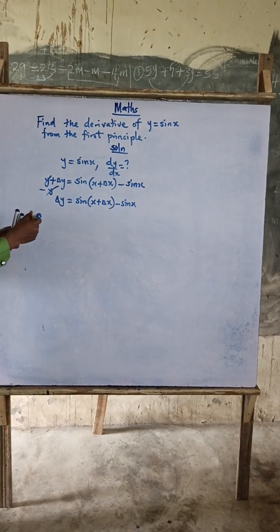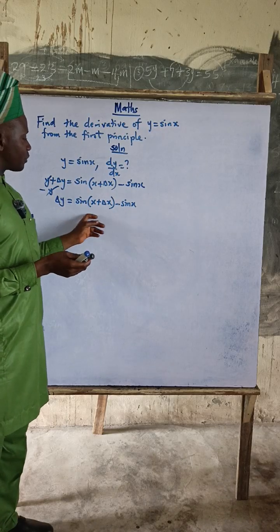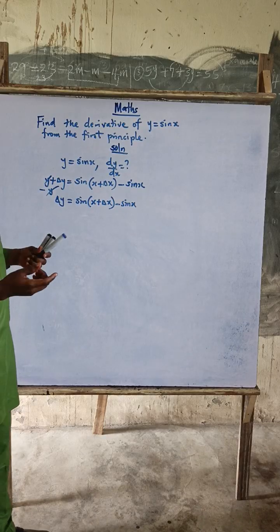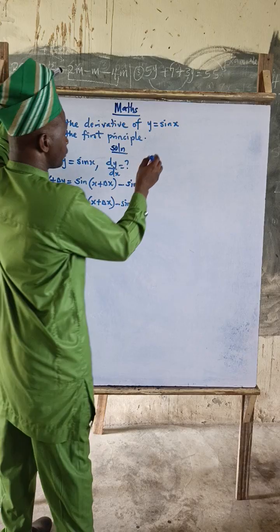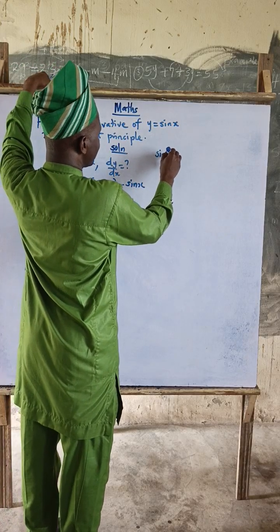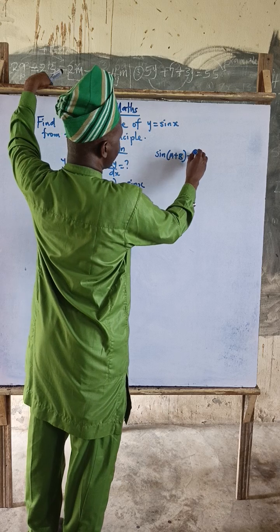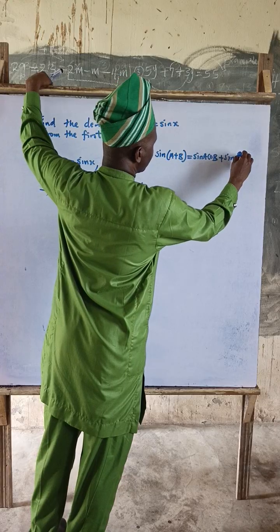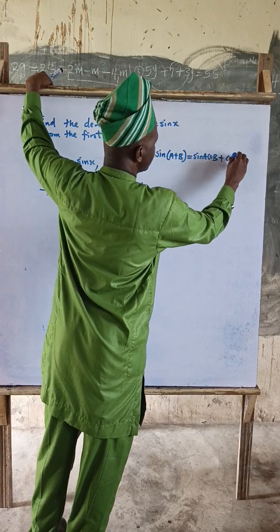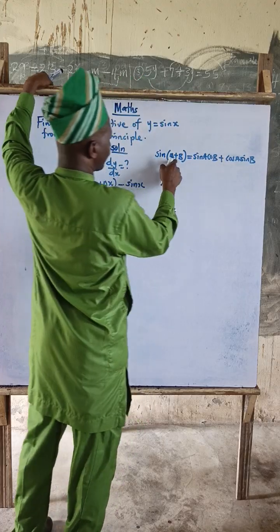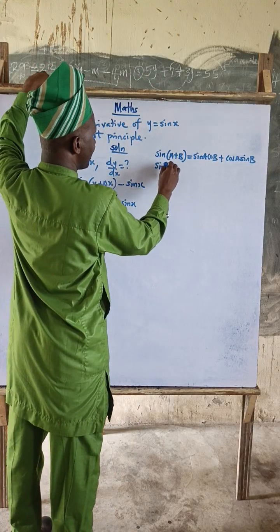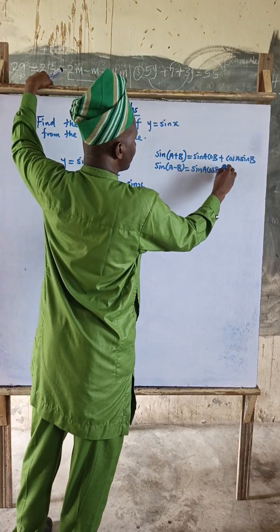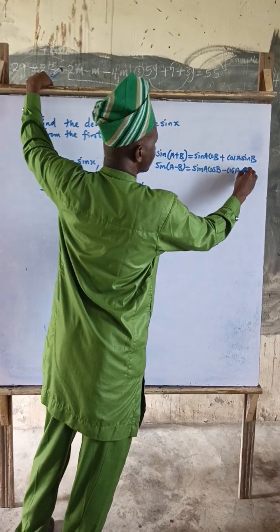Now we want to write the difference between the sines of these angles as a product, using the compound angle formula. In my previous video, I made a video on the compound angle formula. That is, we are given sin(A plus B), which equals sin A cos B plus cos A sin B. This is for addition. Then for subtraction, we have sin(A minus B) equals sin A cos B minus cos A sin B.